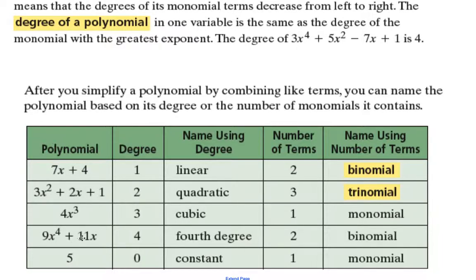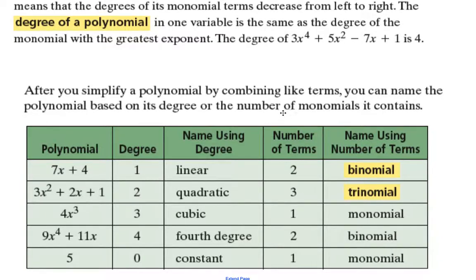9x to the 4th plus 11x, so that's going to be 4th degree. And anything 4 or greater is just that number degree: 5th degree, 6th degree, 7th degree, and so on. There's 2 terms, so that makes it a binomial. 5 is a constant, so it has a degree of 0. 1 term, so it's a monomial.